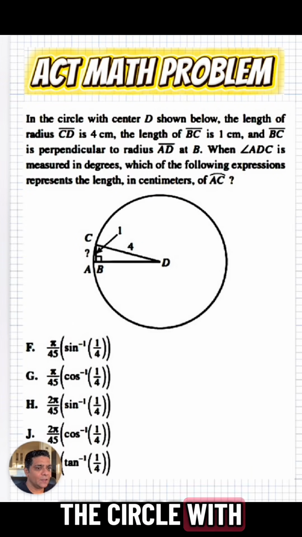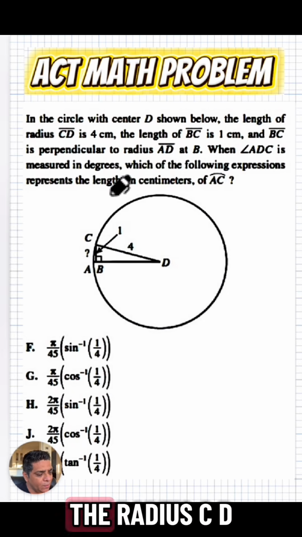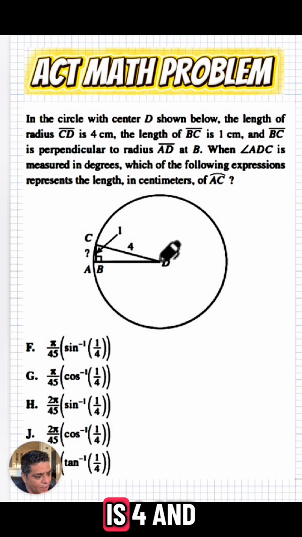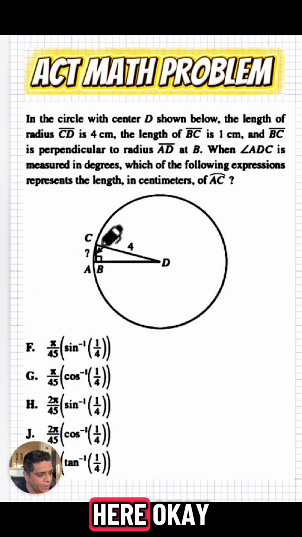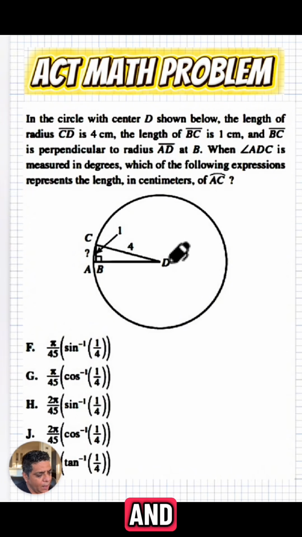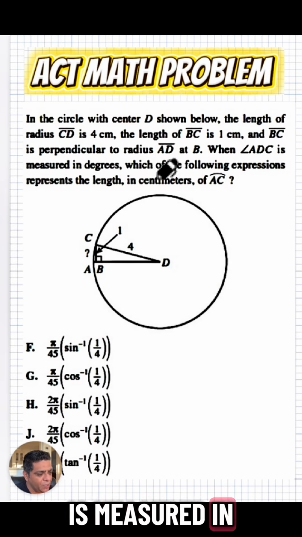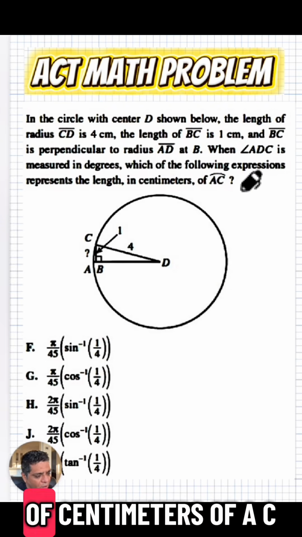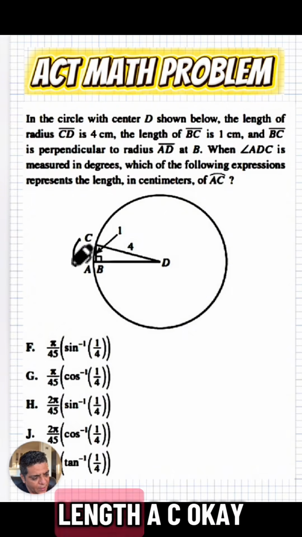Okay, so in the circle with center D shown below, the length of the radius CD is 4 and the length of BC is 1. BC is 1 right here. BC is perpendicular to radius AD at B, and angle ADC is measured in degrees. Which of the following expressions represents the length in centimeters of AC? So we want to find the arc length AC.